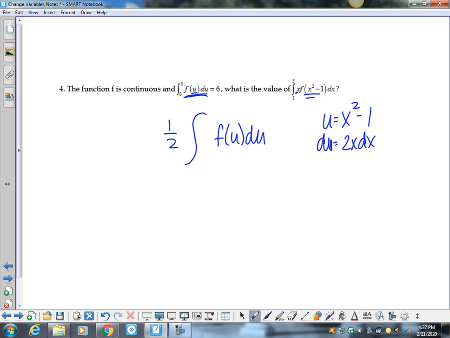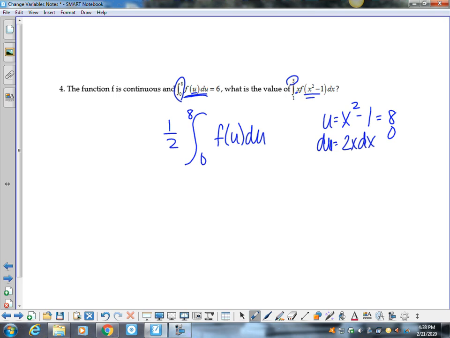I need to change. No, it already told it. It already told me that a 0 and an 8. And even if they hadn't, I could plug a 3 in here. 3 squared is 9, minus 1 is 8. And then 1 squared is 1, minus 1 is 0. So I already know it's going to go from 8 to 0. They didn't have to tell me that. I could have figured that out. Knowing that x was 1 and 3, and knowing my formula, I could have found my u, lower and upper.